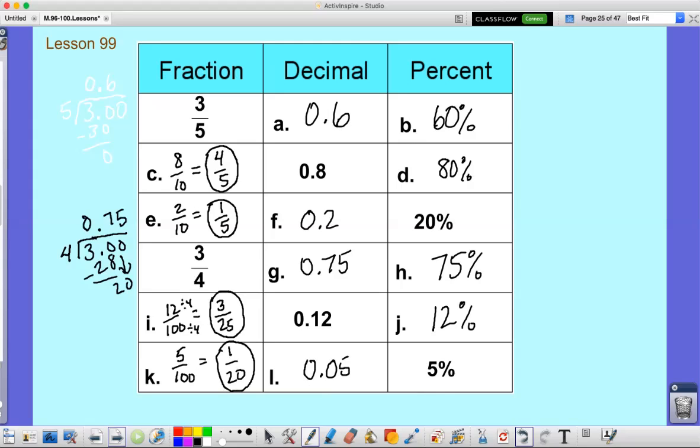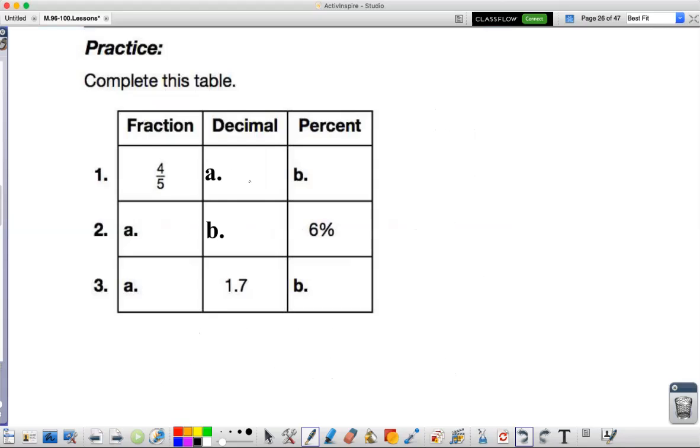All right, very good. I think you're ready to do the quiz. Go ahead and complete that on Go Formative. You need to change 4/5 into a decimal and a percent. You need to change 6% into a fraction and a decimal. And you need to change 1 7/10 into a mixed number and a percent. And remember, it's just the same thing. You always just move the decimal to the right or to the left, depending on what direction you're going.